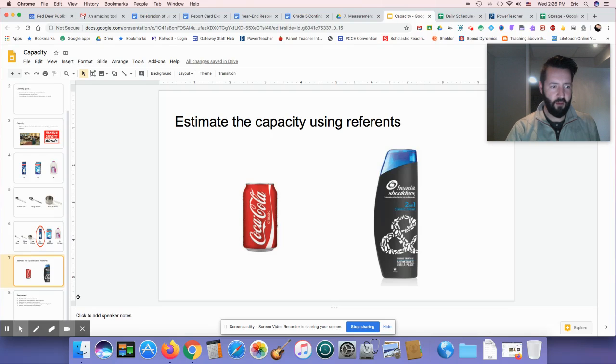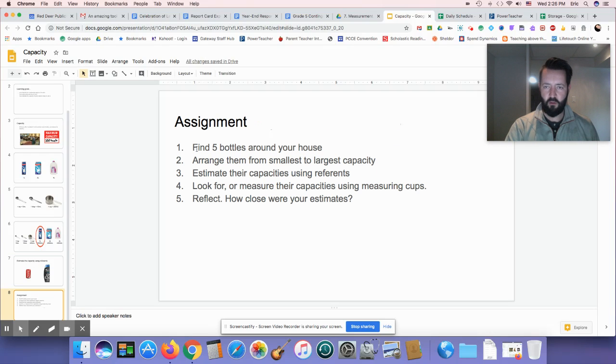And now for your assignment for the day, guys. Your assignment will be to find 5 bottles around your house. They can be big ones, they can be little ones, they can even be bigger or smaller than the ones that I have here. And what I would like you to do with those 5 bottles is arrange them from smallest to largest capacity. Then, just like I estimated capacities using reference, I would like you to estimate all 5 of your bottles' capacities. And then once you've recorded your estimate on the assignment, which I will post in Google Classroom, then I would like you to search the label of your jugs and see if you can find the actual capacity on your jug.